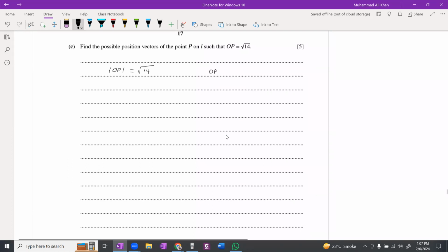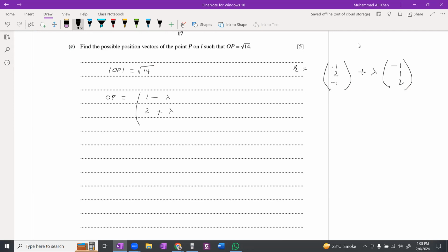Now, if this is the equation of the line, and on this line we have a point called P. In general, what will the coordinates of OP be? They will be 1 minus lambda, 2 plus lambda, minus 1 plus 2 lambda.